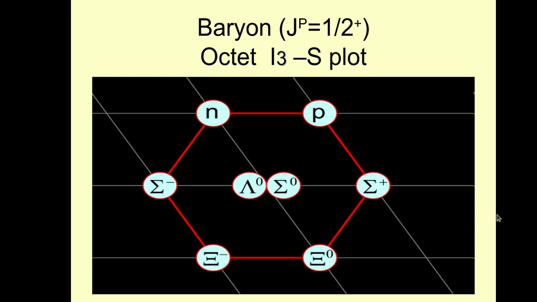And similar to mesons, we can draw these octet and decuplet patterns for baryons using the same kind of thing, an I3-S plot. Here are plus half and minus half, plus 1, 0, minus 1 for I3: plus half for the proton, minus half for the neutron. And strangeness is 0 for this line of particles, -1 for this, and -2 for this. So you can take it as homework.